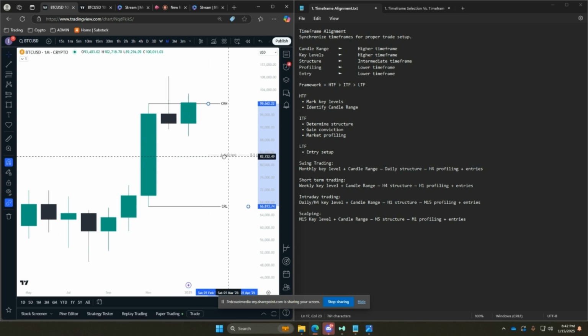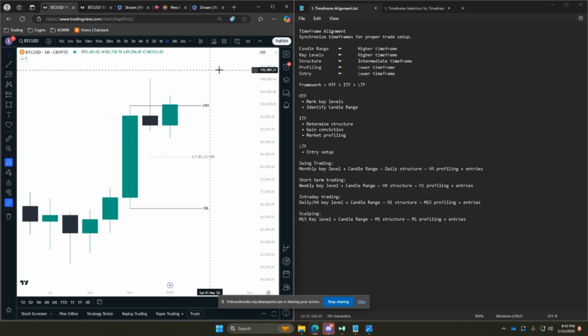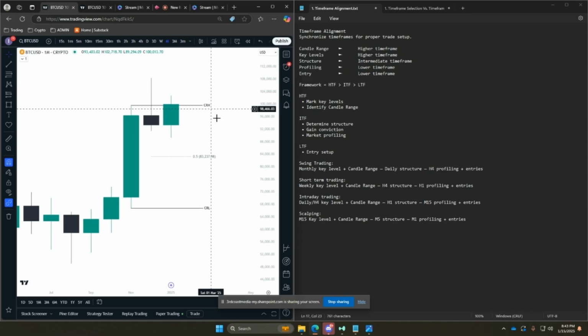But if I slide it a little bit to the right, we can see what we're working with now. And that's the higher time frame. That's how we mark our key levels, and that's how we identify a candle range.